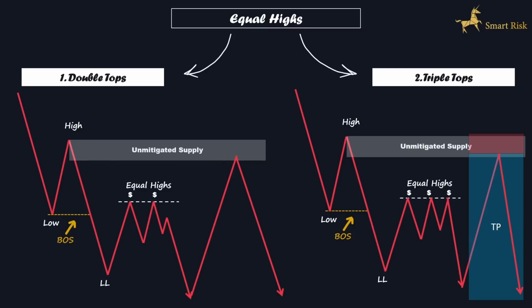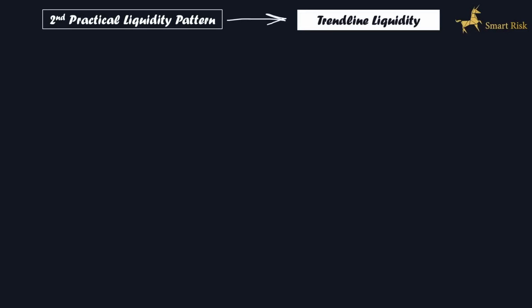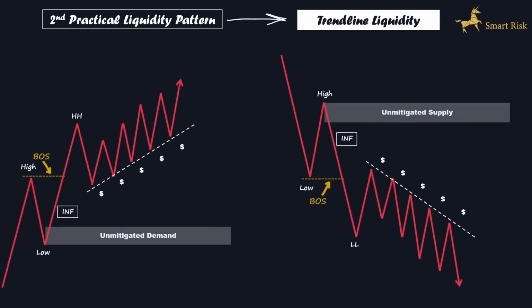It's important to note that if the price doesn't clear the liquidity before reaching a point of interest, there's a strong likelihood that the price will use that zone as a source of liquidity to drive its momentum. Now, let's move on to the second practical liquidity pattern that we should consistently look for in the market: trendline liquidity. Let's start with the bullish scenario.